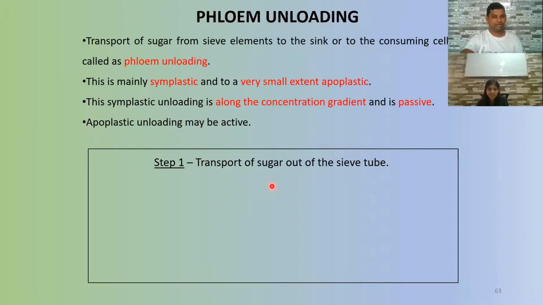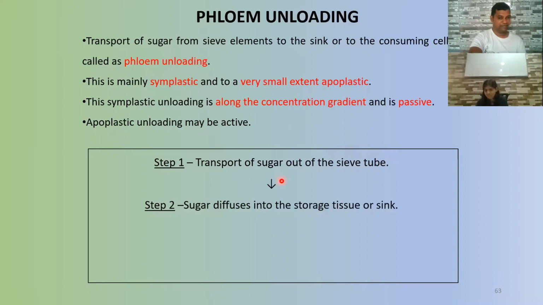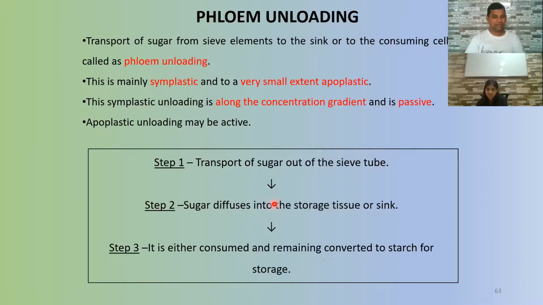So, transport of sugar out of the sieve tube, followed by the sugar diffusing from the sieve tube into the sink cell. The next step is it is either consumed as it is, or if it has to be stored there, then it is converted into starch and then stored in the cell.